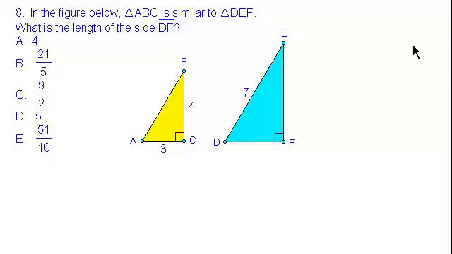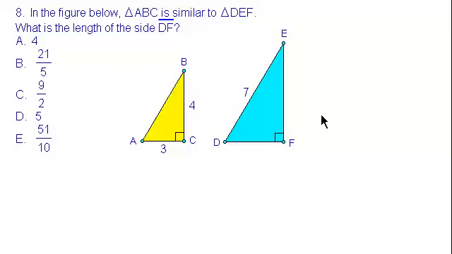Question number 8. In the figure below, triangle ABC is similar to triangle DEF. What is the length of the side DF? So we have to find the length of the side which is DF in the blue triangle. We have 5 choices and we have to pick one of them.